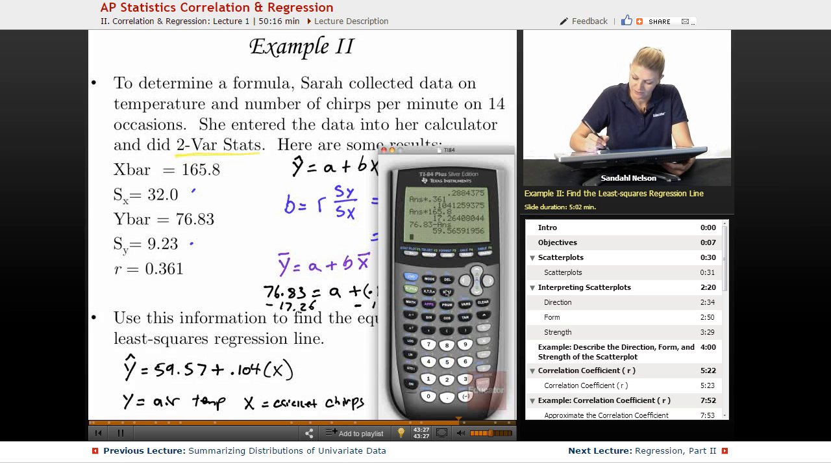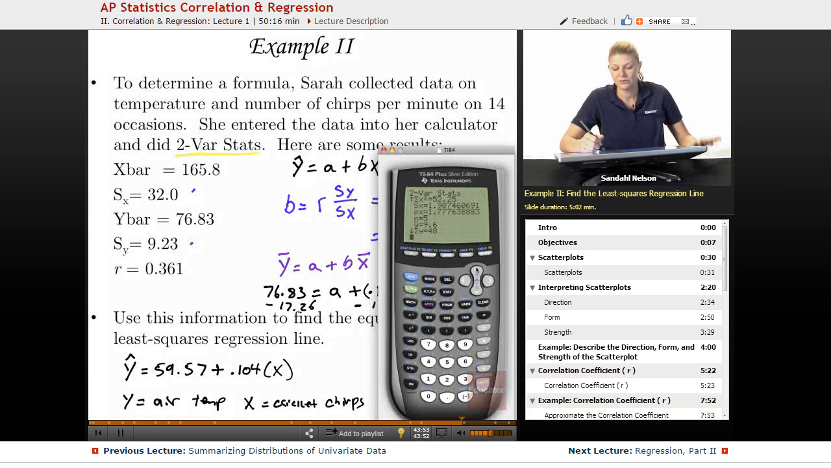So second quit, stat, calc. We're going to go down to 2 var stats, and we'll tell it, okay, this is my x variable, this is my y variable, enter. And notice that you have the means and the standard deviations of x, and then if you scroll down, you have the means and the standard deviations of y, and then you have the sum of a product, but you don't need that, right? But if you notice, all it's doing is doing 1 var stats, but twice. So you get to do 2 things with 1 step. So whether or not you want to do that, it's totally up to you.